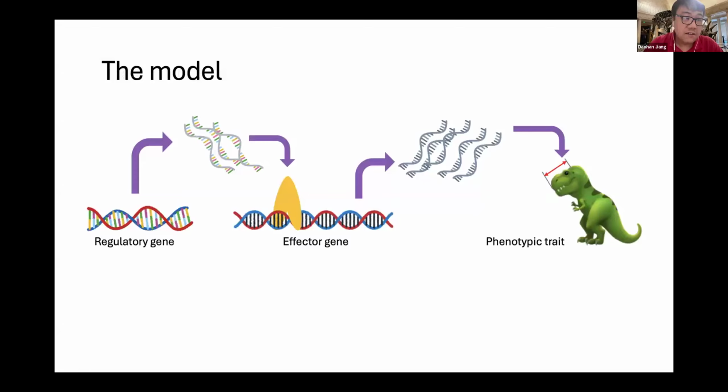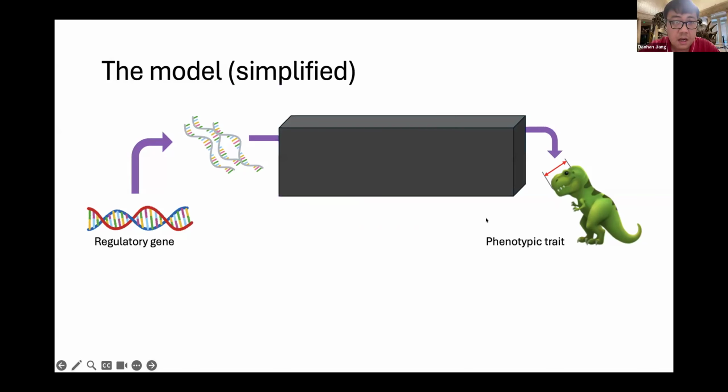So in this study, I devised a simple evolutionary model to explore some basic principles. Let's start from the genotype-phenotype map it's based on. There are regulatory genes that encode trans factors. They regulate the effector genes, and the expression of the effector genes produces the phenotype. For now, let's black box this part, focusing just on the expression of the regulators and the phenotype.